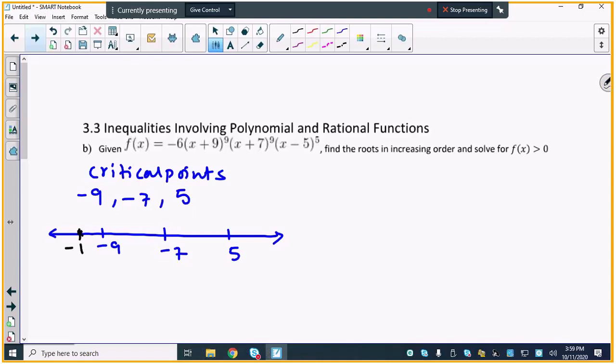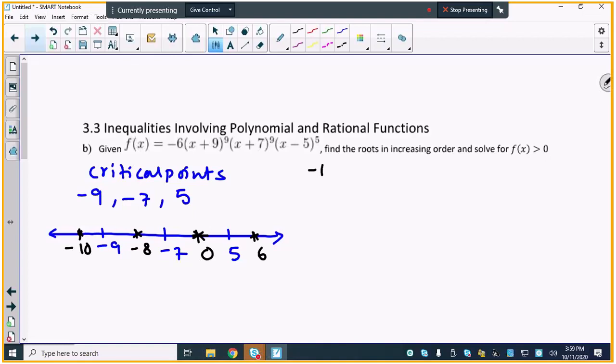I need my testing points. They can be -10. I can choose -8. I can choose this one. You can choose 0 because it is between -7 and 5. And I can choose +6. Evaluate the function at all these points.